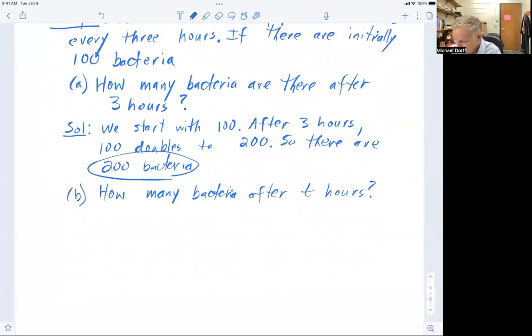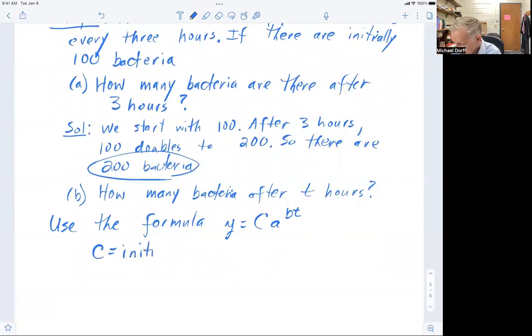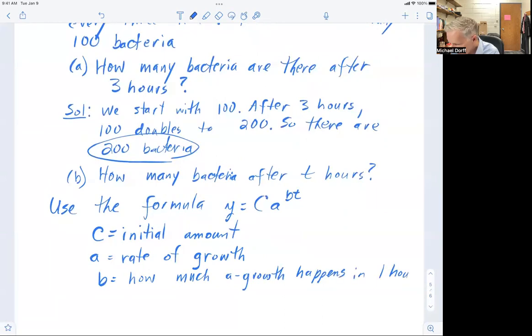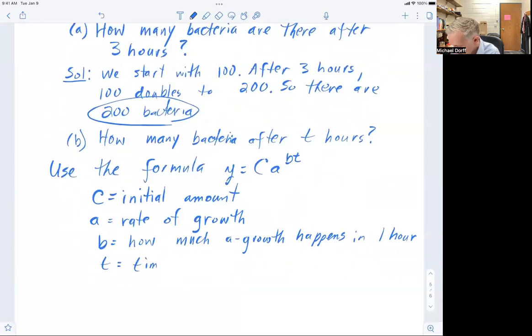So in order to do this, we're going to use the formula y equals c a to the bt, where c equals the initial amount, a equals the rate of growth, b equals how much growth happens in 1 hour, and t equals time in hours.